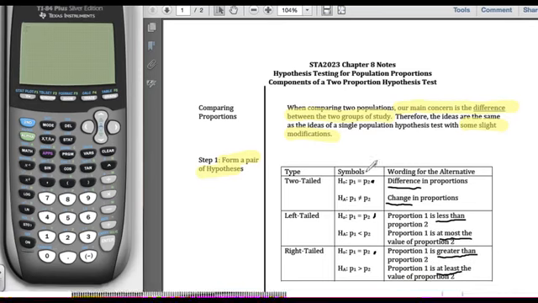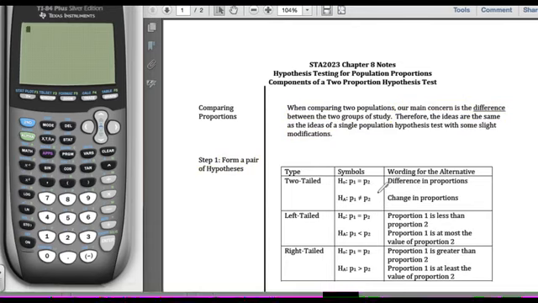Note there are no numbers to enter in here. It's just P1 and P2. You might not use 1 and 2, you might use PM and PW if you're talking about men and women. You might use PG and PB if you're talking about girls and boys. But that's really up to you as far as that notation goes.